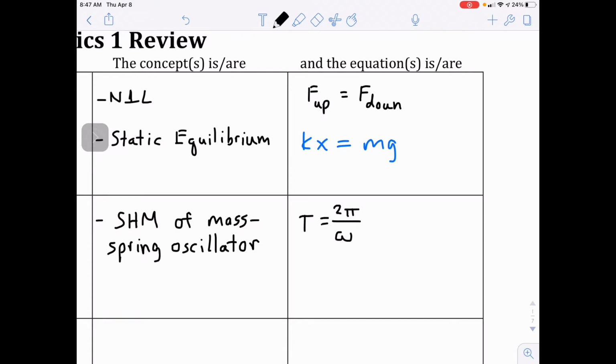Specifically, we need to know that the period of a mass spring oscillator is 2 pi times the square root of the mass divided by k, the spring constant. Now, from this information, if we take 2 pi divided by 2 pi square root m over k, we get the idea that omega is equal to the square root of k over m. And we can derive that. We can figure that out.